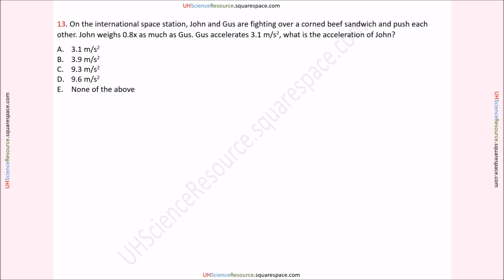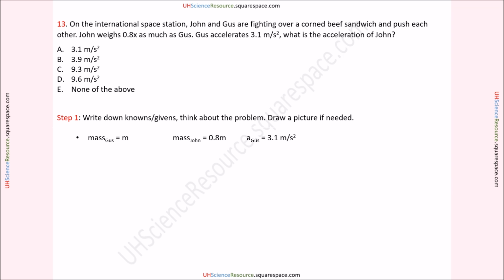This is question number 13. It says, on the International Space Station, John and Gus are fighting over a corned beef sandwich and push each other. John weighs 0.8 times as much as Gus, and Gus accelerates at 3.1 meters per second squared. What is the acceleration of John?